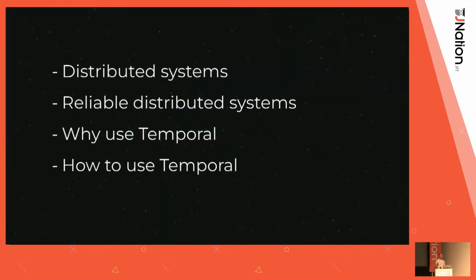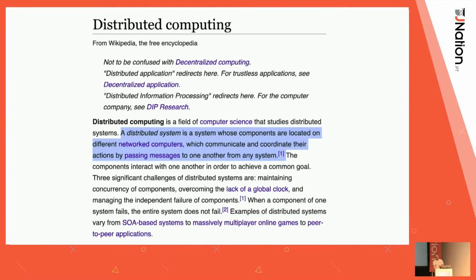I'll start out with a definition of distributed systems, and then we'll look at how to make code in distributed systems more reliable, and then how that becomes much easier with Temporal. It's by no means all distributed systems, of course, but it is a very general purpose tool, and so has a surprisingly wide breadth of applications inside distributed systems. So the Wikipedia definition of a distributed system is a system whose components are located on different networked computers, which communicate and coordinate their actions by passing messages to one another.